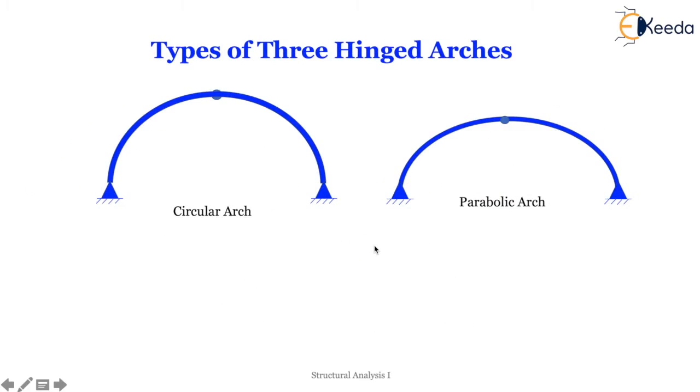Coming to types of three-hinge arches, there are two types: one is the circular arch and one is the parabolic arch. In the circular arch you can see a circular shape, and this is the parabolic arch, with a parabolic shape. So three-hinge arches are basically of two types, parabolic and circular, and we have their separate equations.